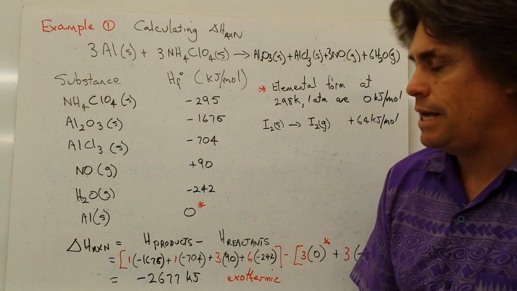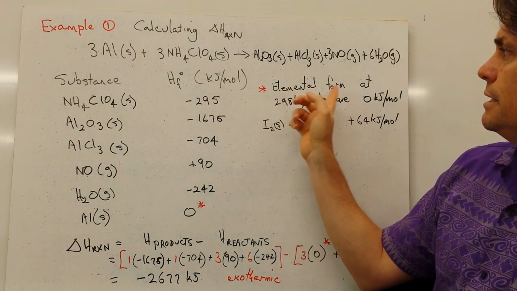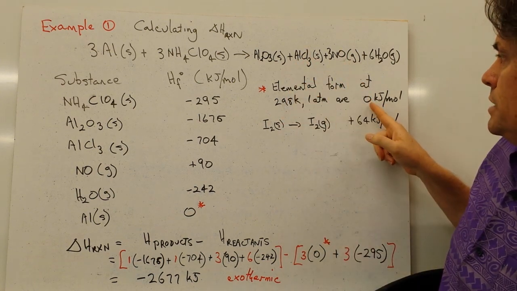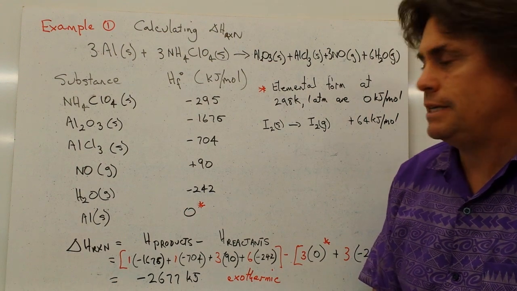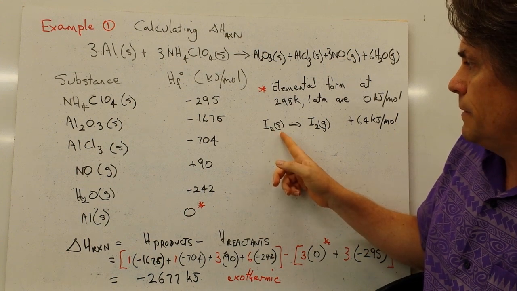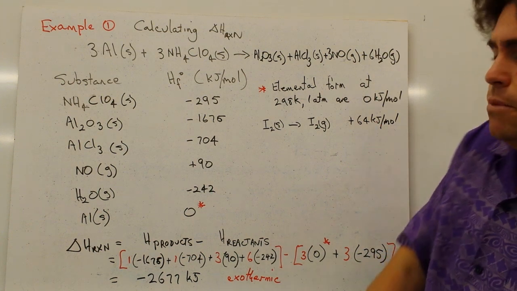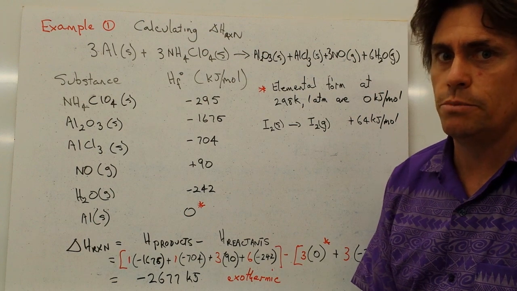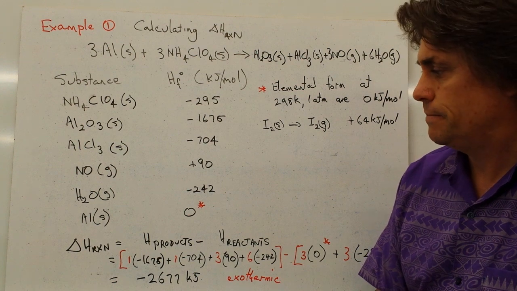So what we say is we have to have a frame of reference, and our frame of reference is that any element in its elemental form at 298 K, 1 atmosphere, will always be 0 kilojoules per mole to form. And a nice little example of this is we say that our frame of reference is iodine in its solid form. If we want to make it into a gaseous form, it's going to take 64 kilojoules per mole to convert this. So this is our frame of reference and is 0 kilojoules per mole to form, but to form the gaseous form is going to take energy to do it.